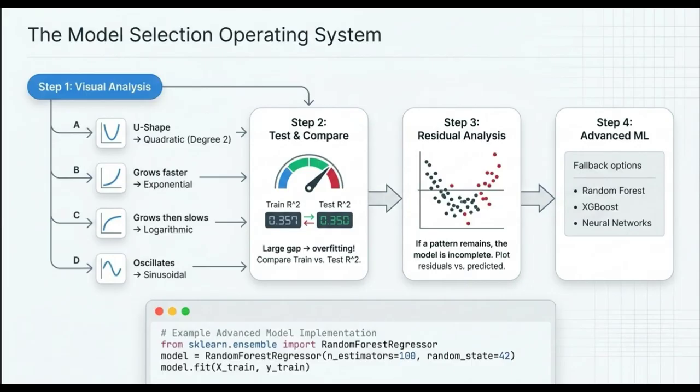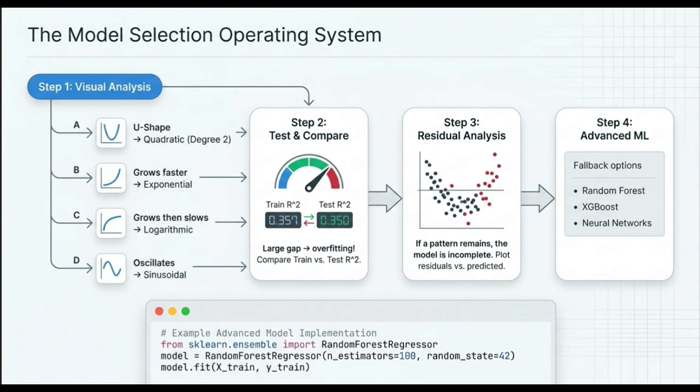And finally, step 4 is advanced ML fallbacks. If none of these mathematical equations fit the data, you pivot to powerful algorithms like random forest, XGBoost, or neural networks, which build their own non-parametric curves. Exactly. You scale up the complexity only when the simple math fails.